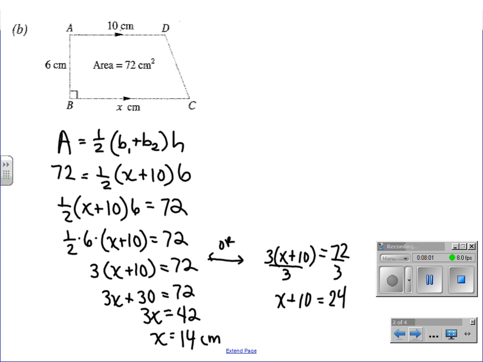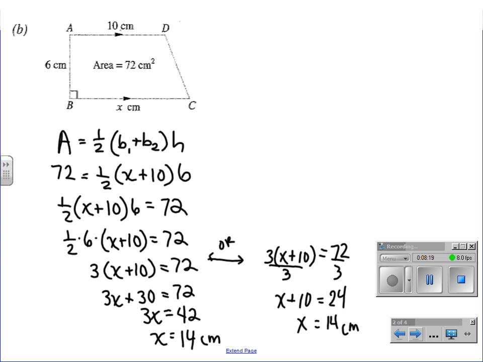And then what do I do to finish and solve for x here? What do I do, Kelly? You can subtract 10, so x equals 14. You see we got the same thing both ways.